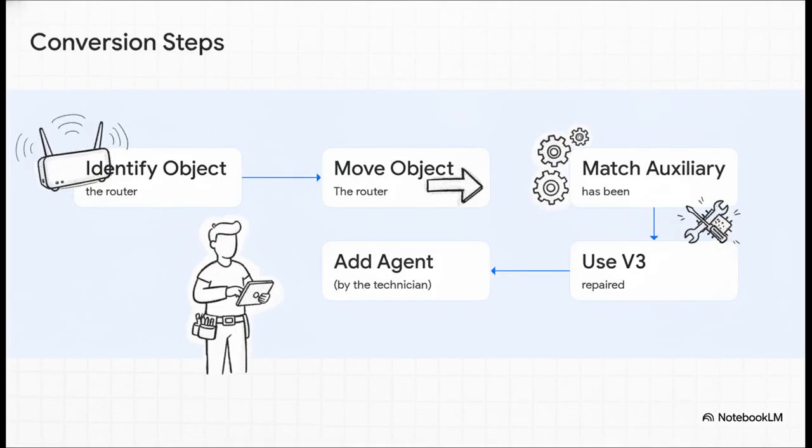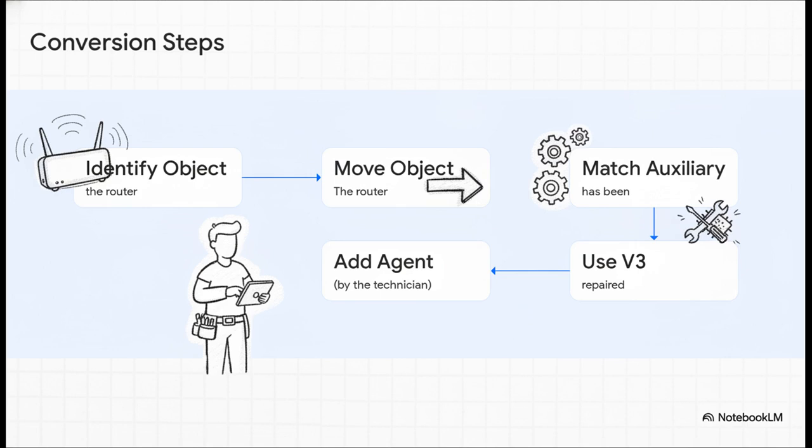We're going to walk through this mechanically, block by block. Step 1, identify your object. Here, it's the router. Step 2, move it to the subject position at the front of the sentence. Now, the router is the star of our show.